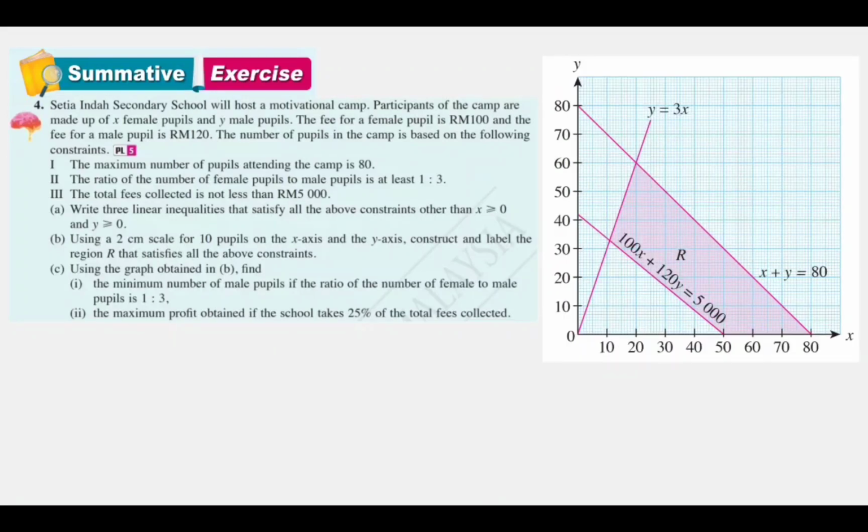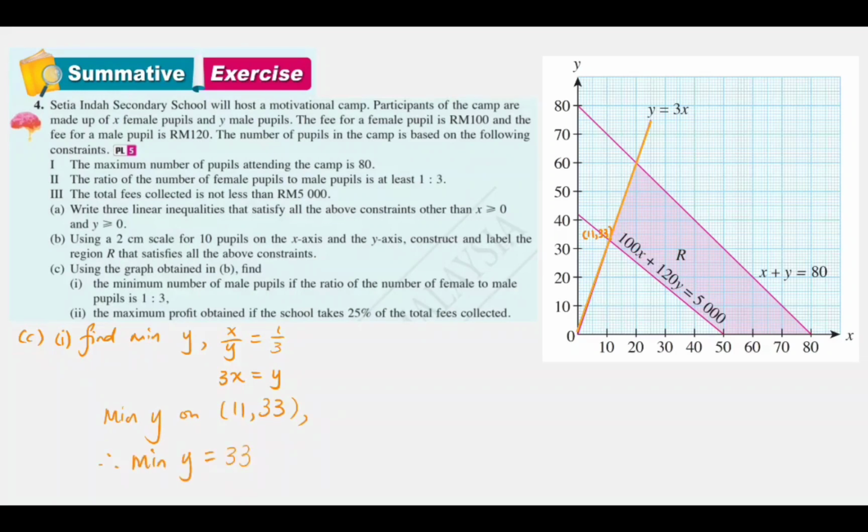C. Using the graph obtained in B, find number 1, the minimum number of male pupils if the ratio of the number of female to male is 1 to 3. So basically, 3x equals 1y. We have the straight line y equals 3x. So draw the line again and find the minimum point that gets into our feasible region. We'll see it happens at 11, 33. So the minimum y is at 11, 33, where y is 33.